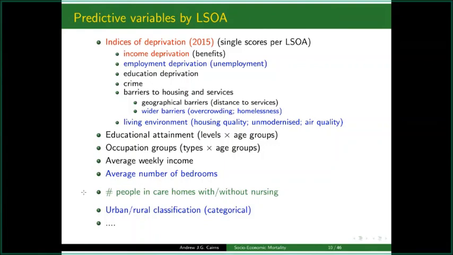We then have other data sets which are not so much socioeconomic, but they are important for measuring mortality rates. One of these is the number of people that are in care homes, both with and without nursing, and then the urban-rural classification. What we've found in our analyses is that whether you're in a big city or out in the countryside makes a difference in terms of how the predictive variables are linked to mortality rates.